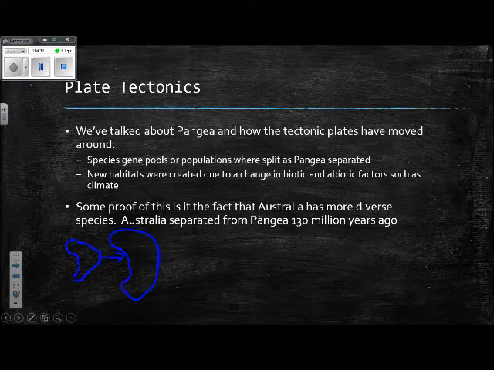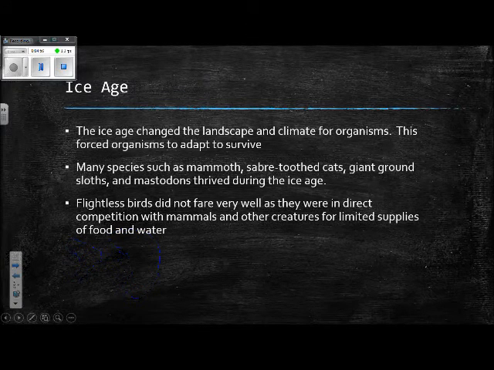So that's why they're so much different than, say, bears. There's bears all over the world, and they've adapted slightly, but they're still bears. They still have the same kind of genes because they've been separated, but not for as long as the animals in Australia. Okay? Cool? Cool.